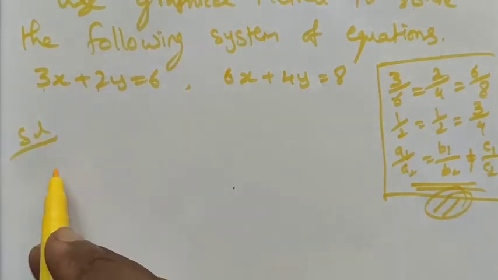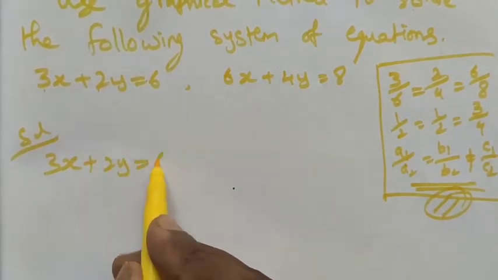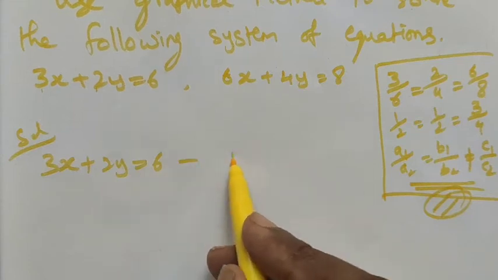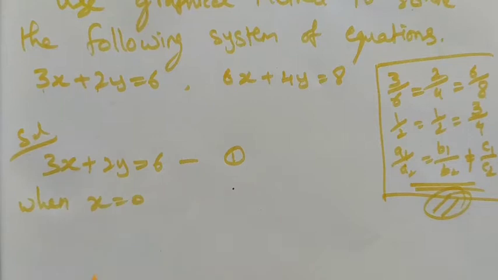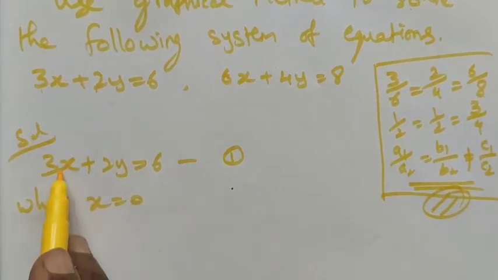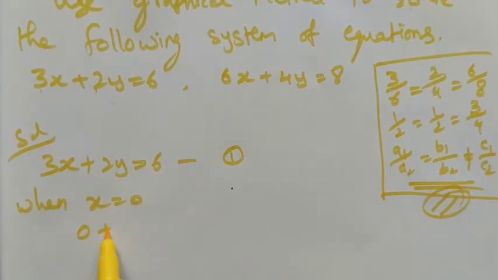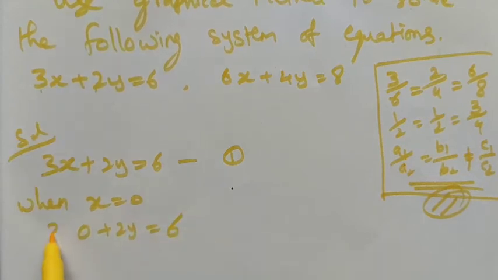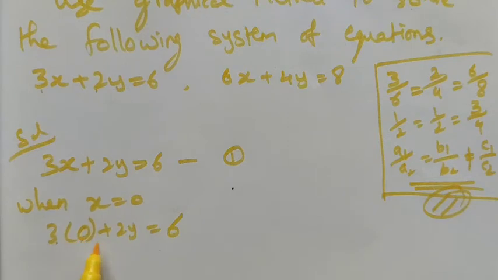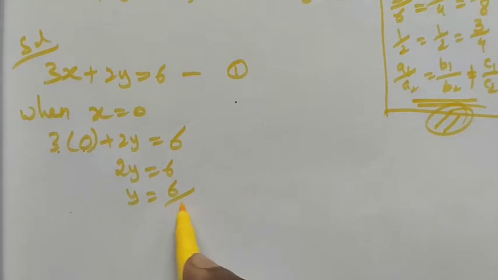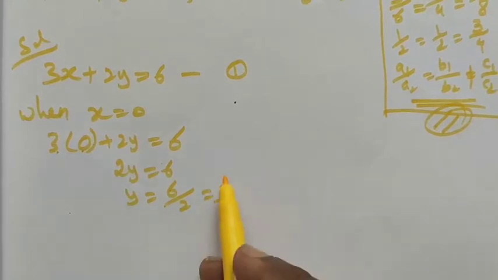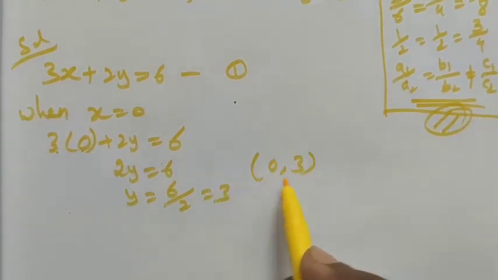Solution. For the first equation, 3x plus 2y is equal to 6, let me take it as equation number 1. When x is equal to 0, the whole term becomes 0. That is 3 into 0 plus 2y is equal to 6. 3 into 0 is 0, so we have 2y is equal to 6. Then y is equal to 6 divided by 2, which is 3. So the ordered pair is 0, 3. First we write x and then y.